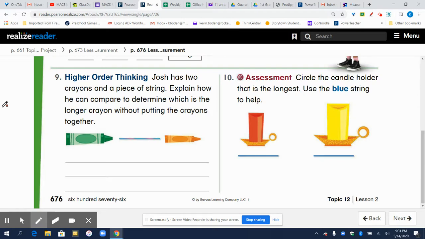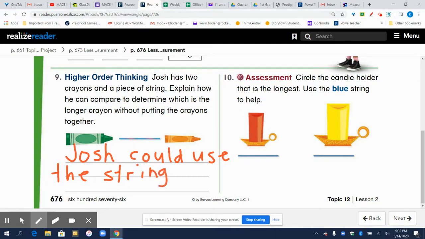So if he was able to, he could pick up that string and then put it under the green one. And then he could take that string when he's done with the green one and put it underneath the orange one to determine which one is longer. So we can't do that because that's on paper, but that's what we have to write down. So we'll say Josh could use the string.